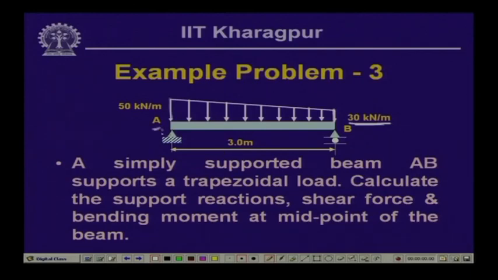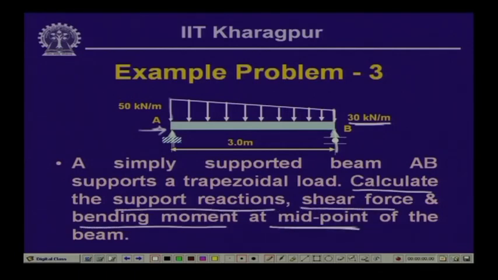So, this is point A which is hinged, and as you know, at the hinged point we will have a vertical reaction and a horizontal reaction, and this is a roller end wherein we will have the vertical reaction only. Now, what you need to do is calculate the support reactions, shear force and bending moment at the midpoint of the beam. So, you will have to find out the values of R A, H A, R B, and we will have to compute the value of the bending moment at the center of this beam, which is at a distance of 1.5 meter from the left support or from the right support.